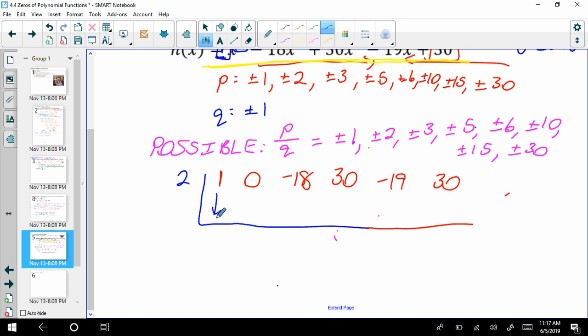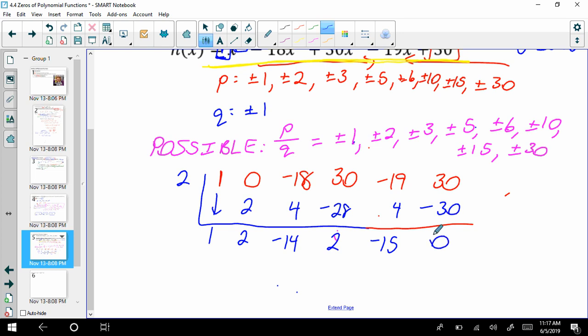So we bring down the first guy, drop it like it's hot. 2 times 1, 2. Then we add them. Then we multiply, 2 times 2. Then we add them. Then we multiply. Then I add them. Then I multiply. Then I add them. Then I multiply.